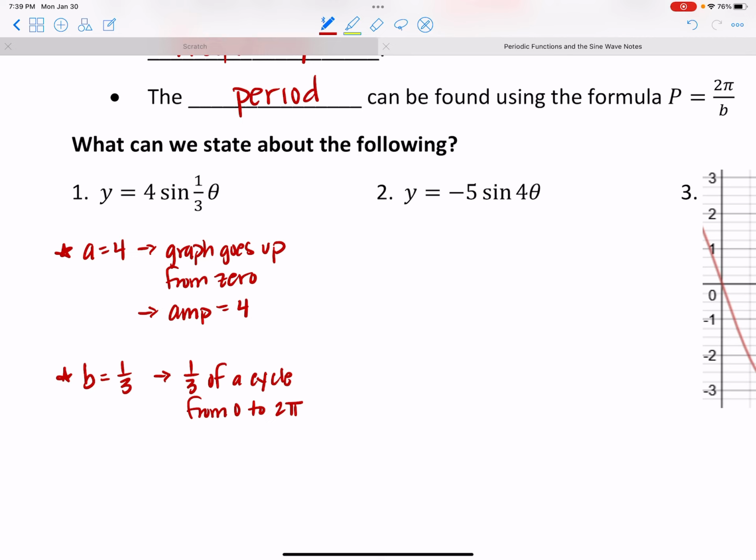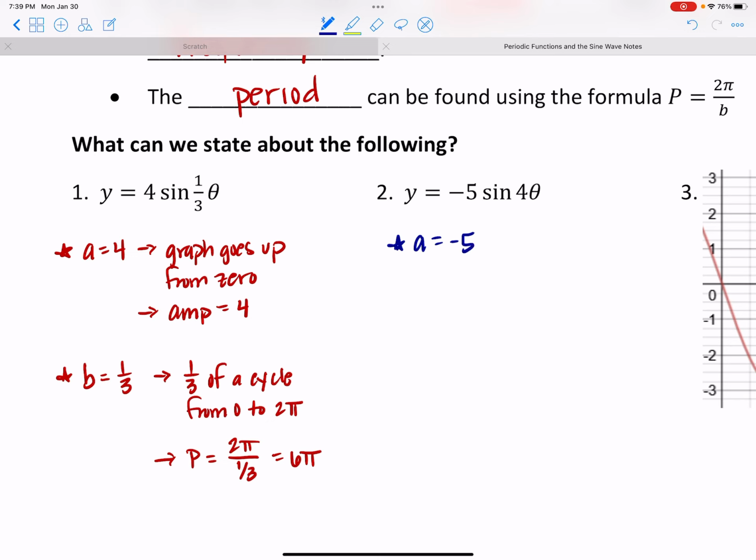So then if I said, what's the period, you could tell me how long it's going to take for a full cycle to happen. Well, if I take 2 pi and divide it by that 1/3, 2 pi divided by a third is 2 pi times 3. It would take 6 pi radians for the whole thing to happen. And that should make sense. Only a third of it is going to happen from 0 to 2 pi. So the second third happens from 2 pi to 4 pi, and the third third happens from 4 pi to 6 pi. Okay? Hopefully all that's making sense. Let's look at the second one. In the second one, we see a equal to -5.